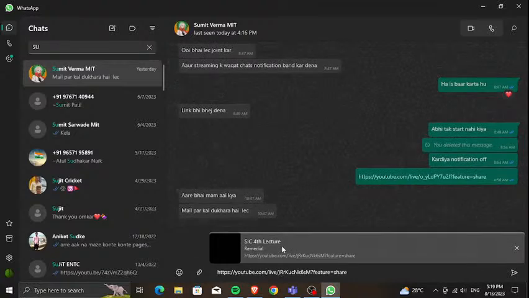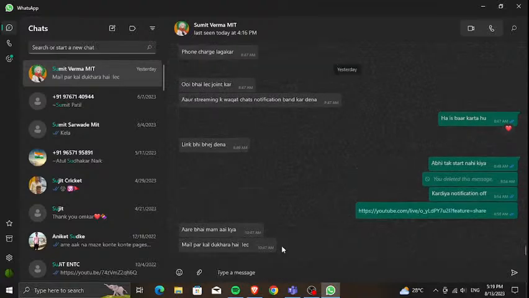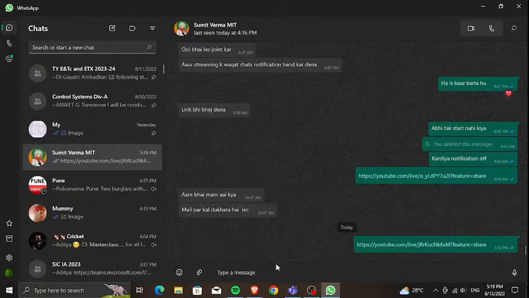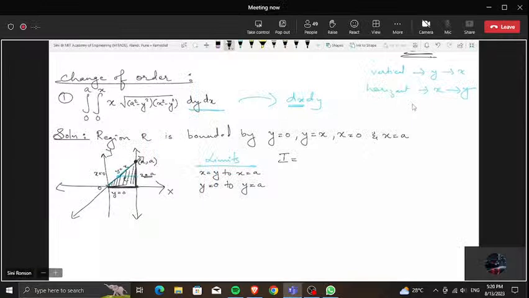So we will ask these questions for 6 to 7 marks. Why? Because first you have to draw the region from the limits, you have to reverse the limits, and then using the new limits you have to integrate and get the answer.